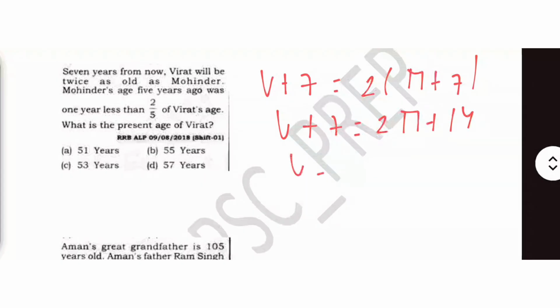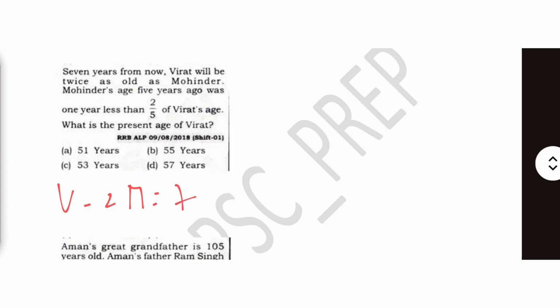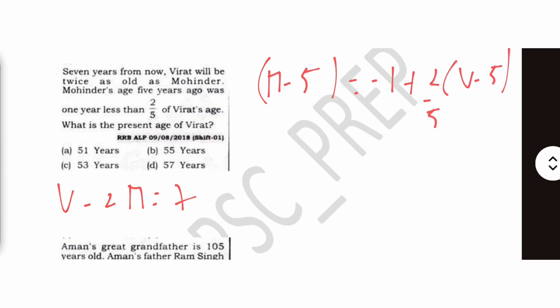So V minus 2M is nothing but 7. Okay, so we got this expression: V minus 2M is 7. Next, what we are given is Mohinder's age 5 years ago.